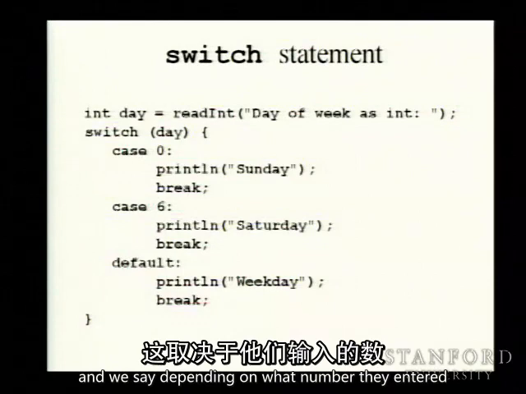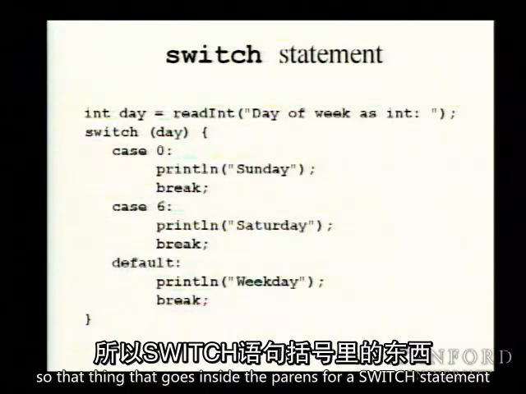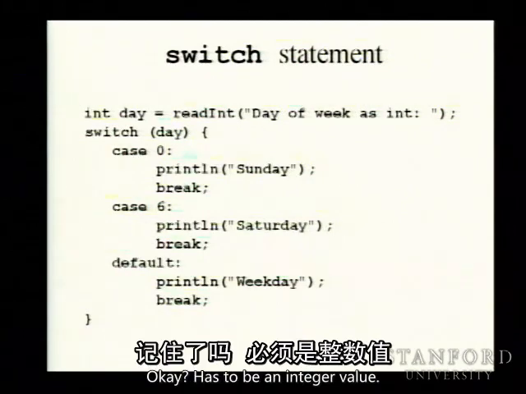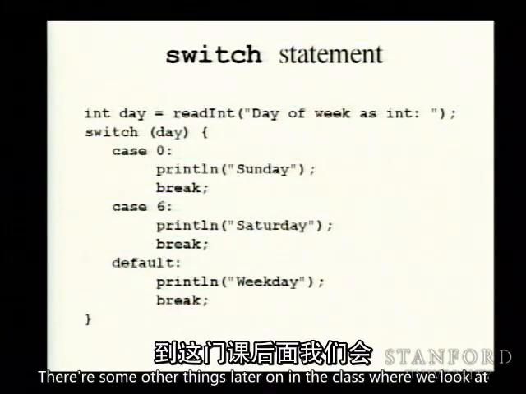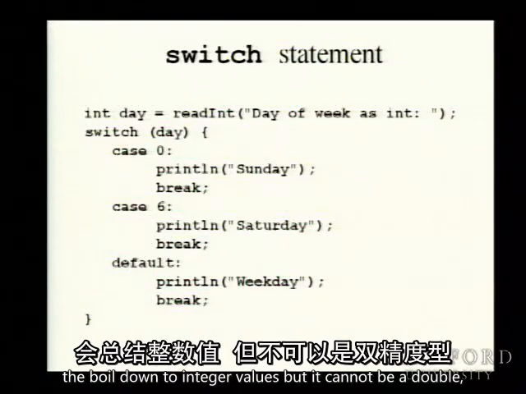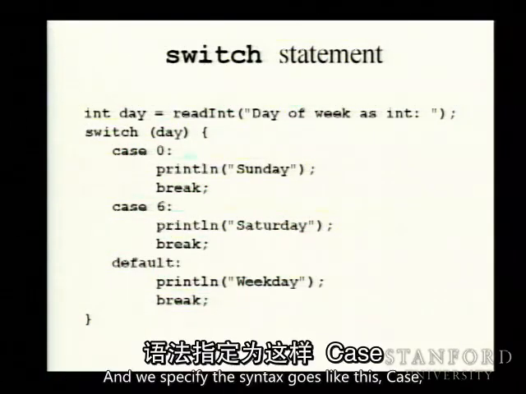And we say, depending on what number they entered, so the thing that goes inside the parens for a switch statement has to be an integer value. There are some other things later on in the class that boil down to integer values, but it cannot be a double, interestingly enough. And then we specify, the syntax goes like this.